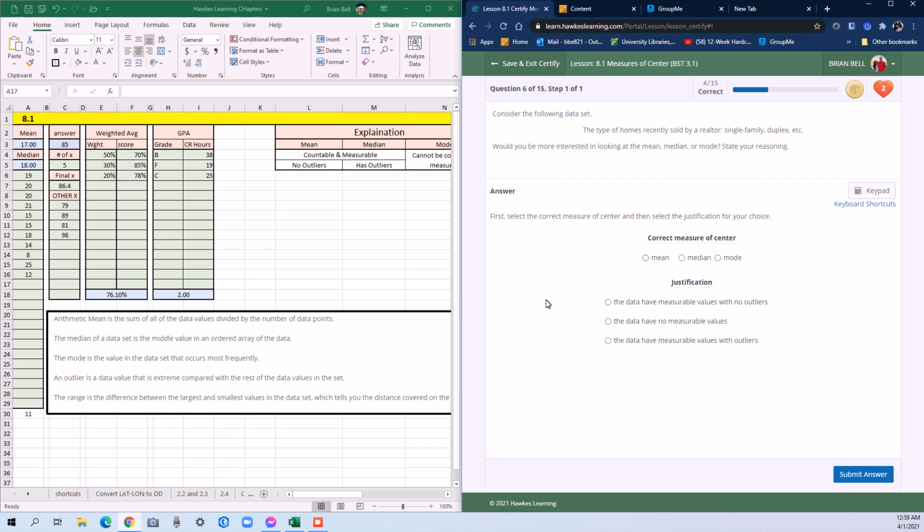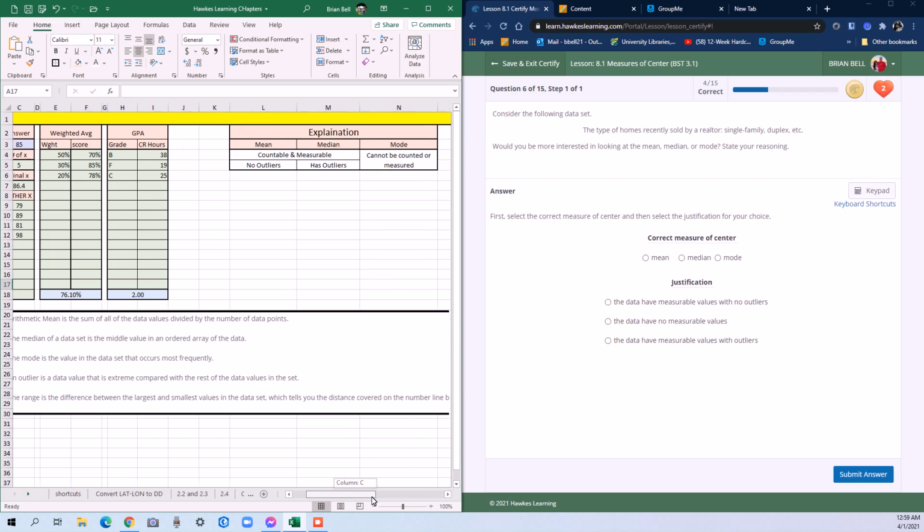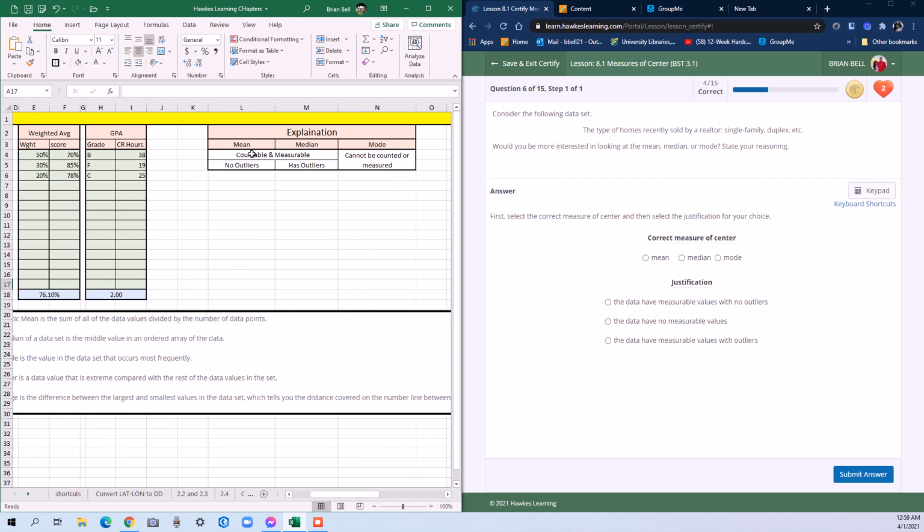Okay. All right, so this is where a little explanation of this comes a long way. The way you read this is that the mean and the median have one thing in common, is that they're both countable and they're measurable. All right. The difference between the both of them, though, is that mean has no outliers and median does have outliers. Mode is just a simple question that cannot be counted or measured, and you just kind of get to the answer.